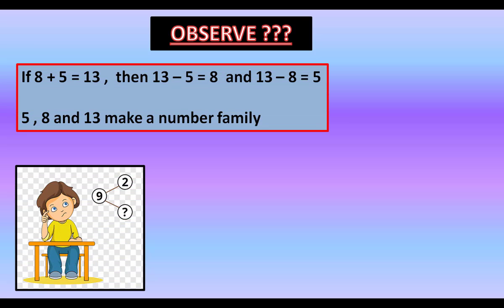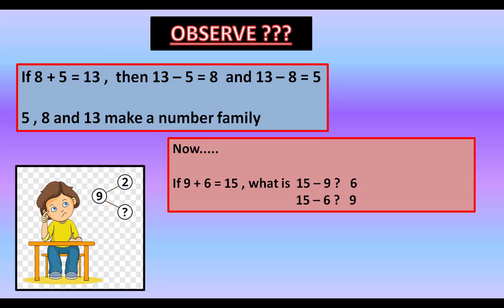If 8 plus 5 is equal to 13, then 13 minus 5 is equal to 8. And 13 minus 8 is equal to 5. So 5, 8 and 13 make a number family.